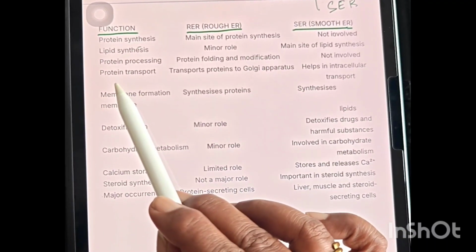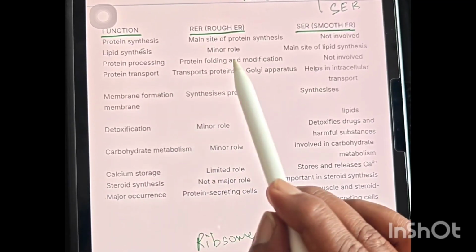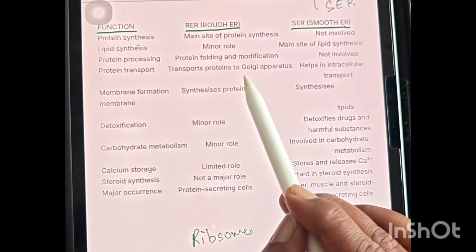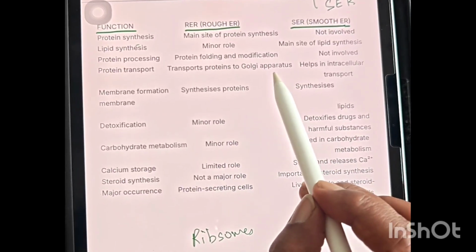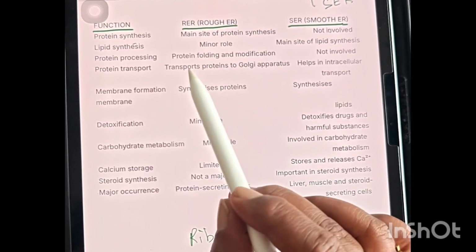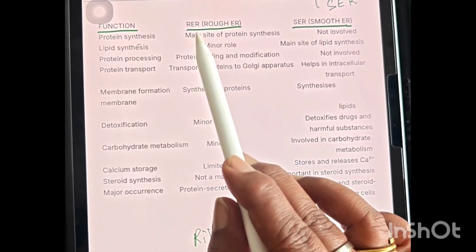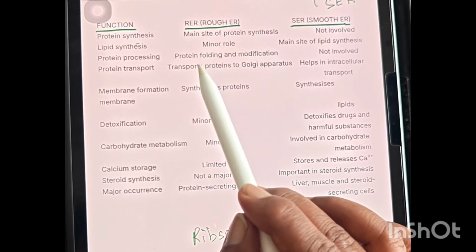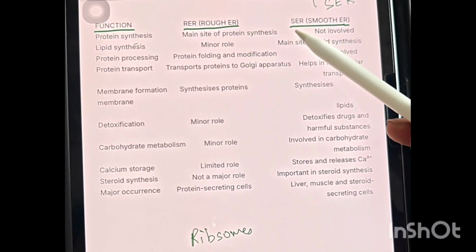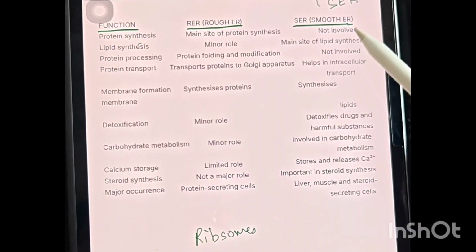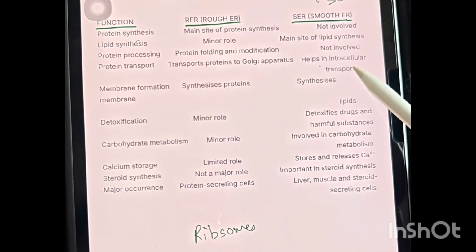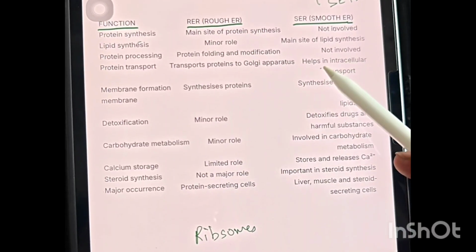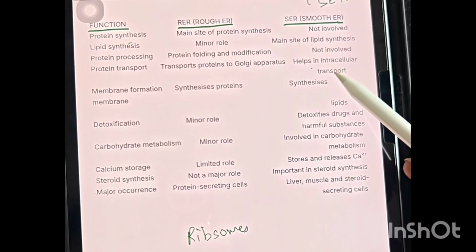Next is protein transport. Once the proteins are folded and modified, they need to be transferred from rough endoplasmic reticulum to the Golgi apparatus. That is all done by rough endoplasmic reticulum, while smooth endoplasmic reticulum just helps in intracellular transport.